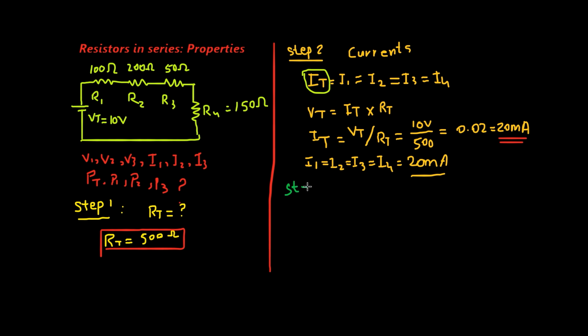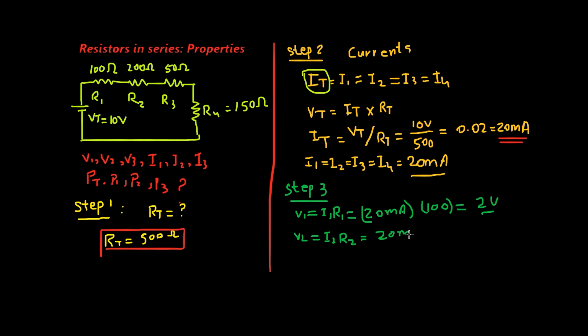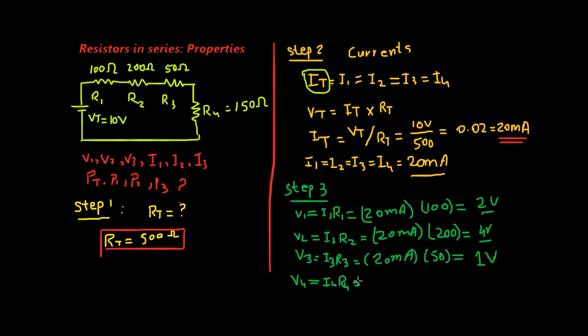Step 3. Let's find the voltage drops V1, V2, V3, and V4. Using Ohm's law, V1 equals I1 into R1. Putting values, we will get V1 equals 2 volts. Similarly, V2 equals I2 into R2. After putting values, we get V2 equals 4 volts. In the same manner, we can find V3 and V4, which will be 1 volt and 3 volts respectively.